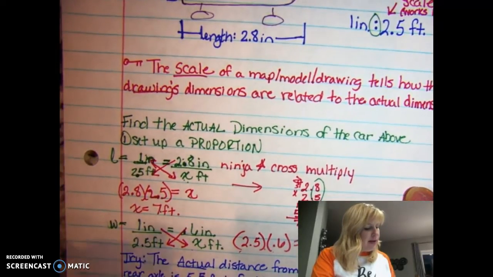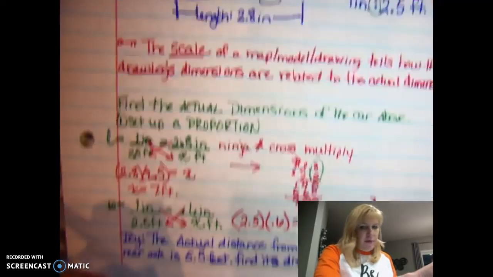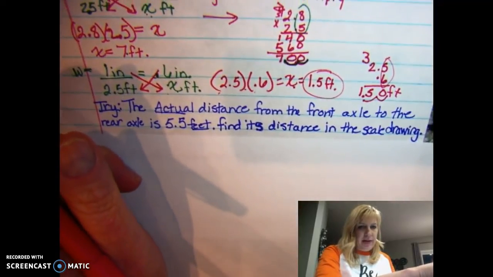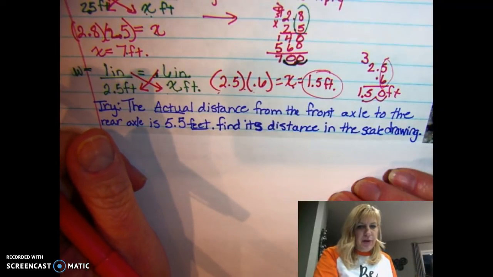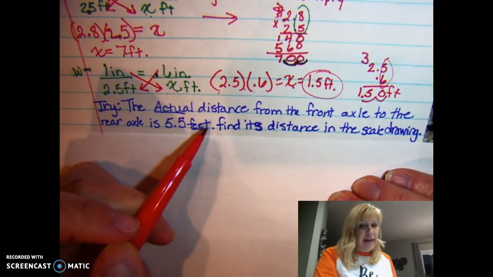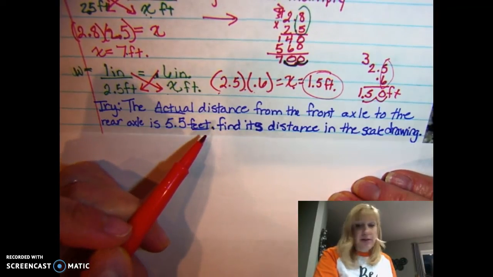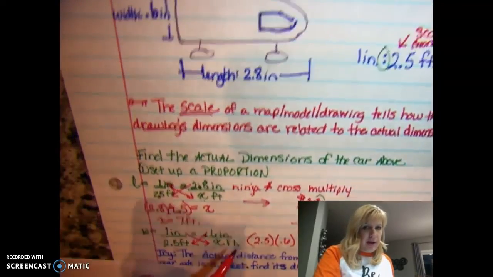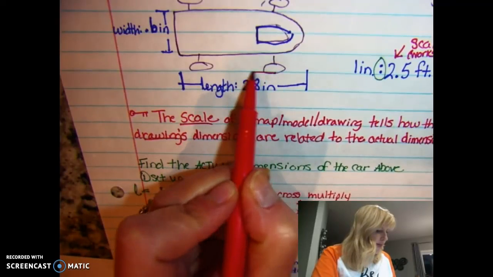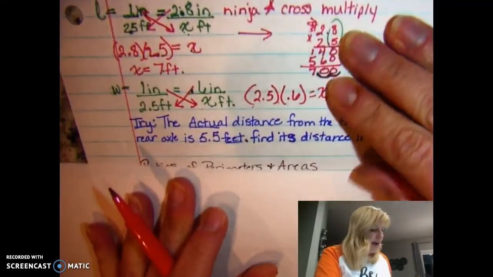So I would like you to take a look at this one. I'll move my camera so you can see it a little better. The actual distance from the front axle to the rear axle is 5.5 feet. Find its distance in the scale drawing. So now we are going to go backwards, and if you look up here, I'm looking for this length, and the actual is 5.5 feet.